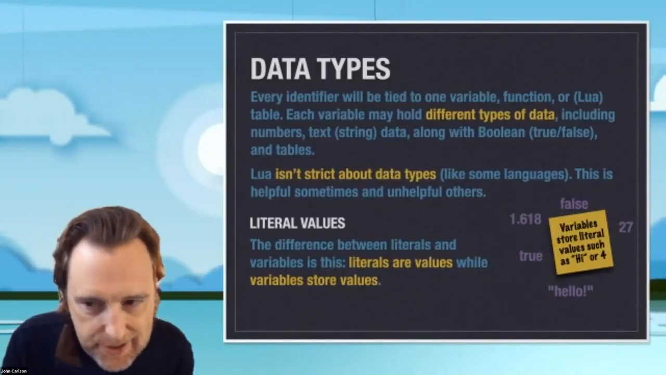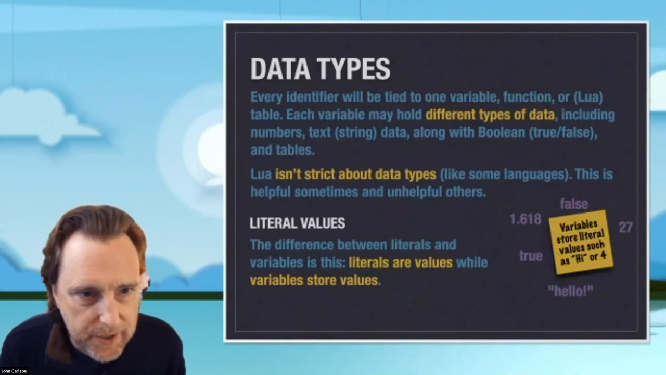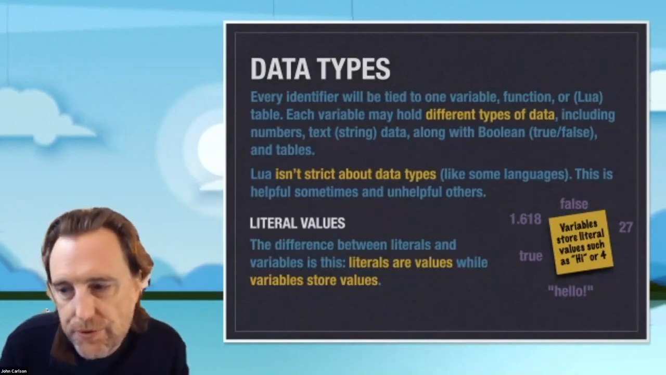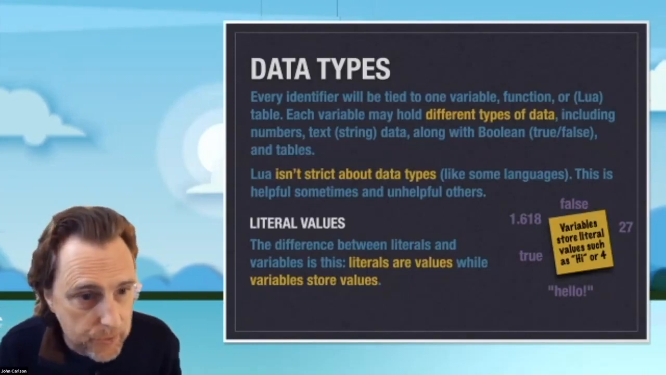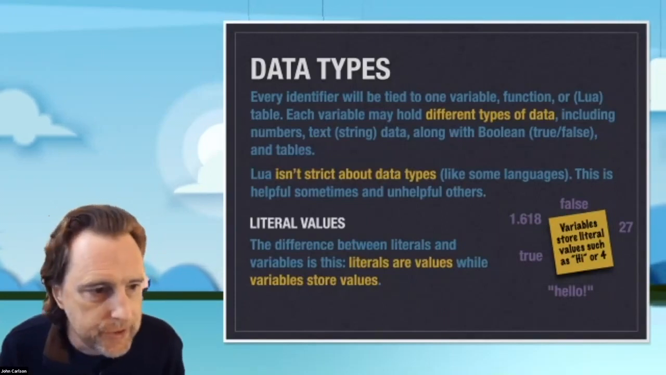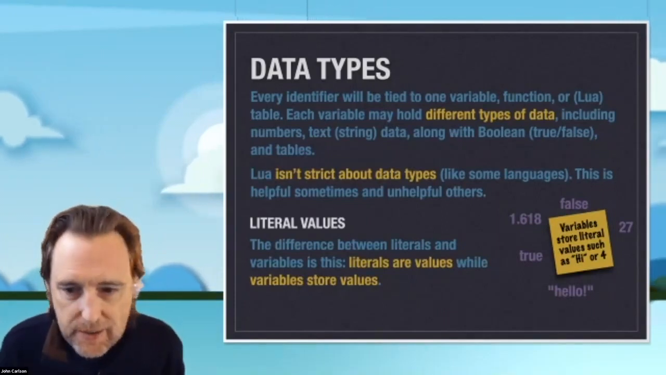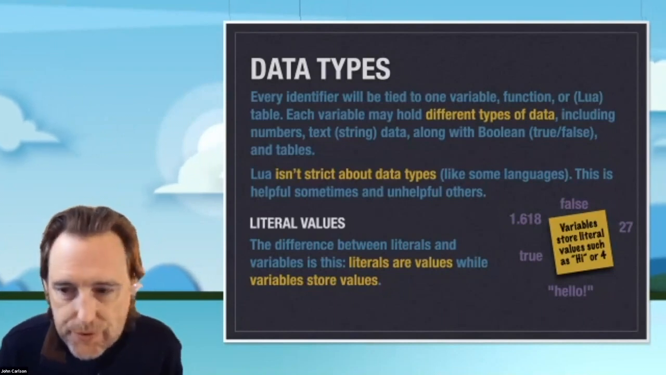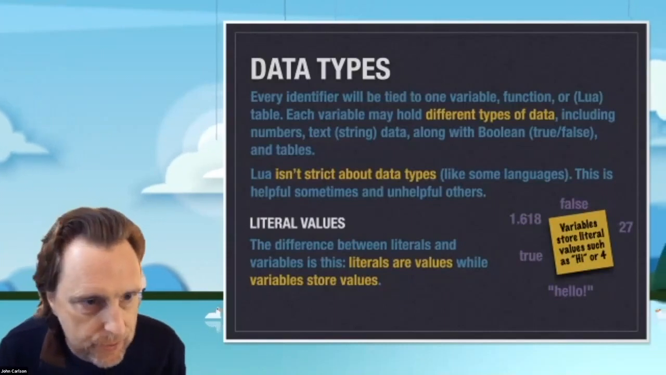Okay, so I think I already said this, but literal values are actual raw data: a number, a true or a false, a piece of literal text like hello that's in quotes, or sequence 4 that's in quotes, or hello world that's in quotes. These are literal values, or actual data values. Variables are named spaces to store literal values.